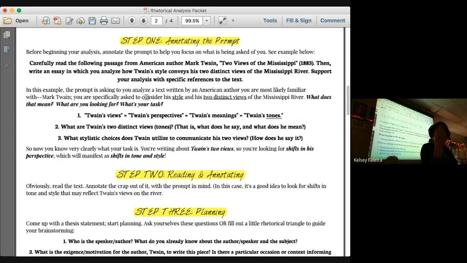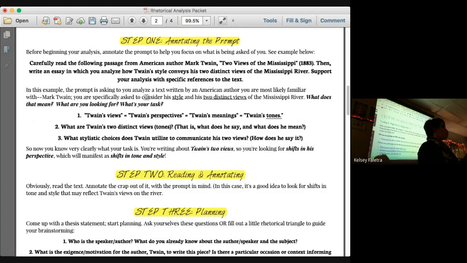And now that I have that understanding, I can read the text with a very specific purpose in mind, right? I'm looking for his two distinct views that he's going to convey to me through tone, right? And if I hadn't annotated the prompt, I might be missing that key information. Right? We've got to answer the prompt. If you don't answer the prompt, you can't score very well on the rubric. Okay? Then step 2 is reading and annotating the text.